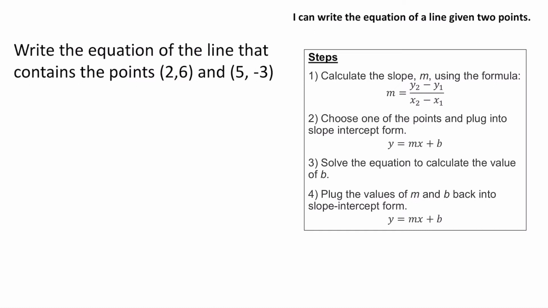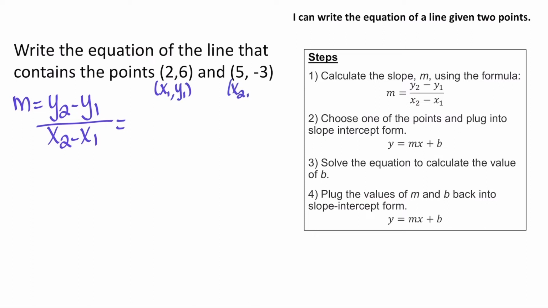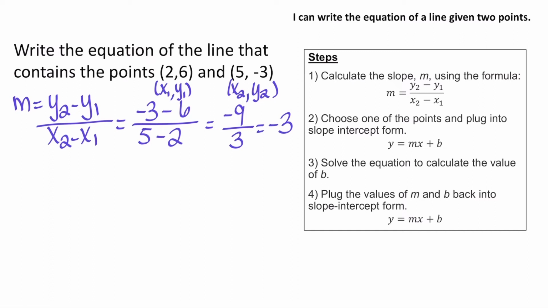So let's now write the equation of the line that contains the points 2, 6, and 5, negative 3. So once again, I need to start off by calculating the slope. So slope is y2 minus y1 divided by x2 minus x1. So when I do this, I'm going to start off by labeling my points, just so I can keep everything organized. So I have y2, which is negative 3, minus y1, which is 6, and that is over x2, which is 5, minus x1, which is 2. So we have negative 3 minus 6, which is negative 9, over 5 minus 2, which is 3. Negative 9 divided by 3 is negative 3, and that is my value of m, which is my slope.